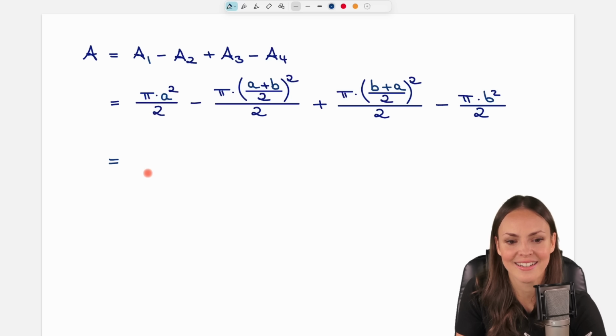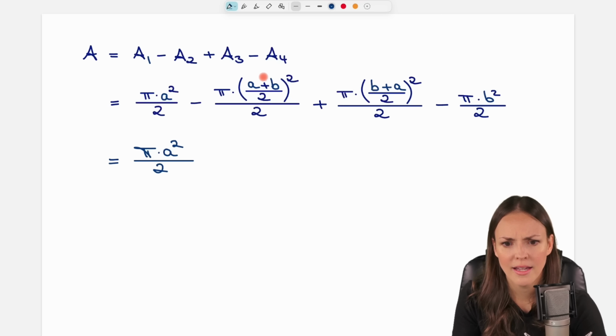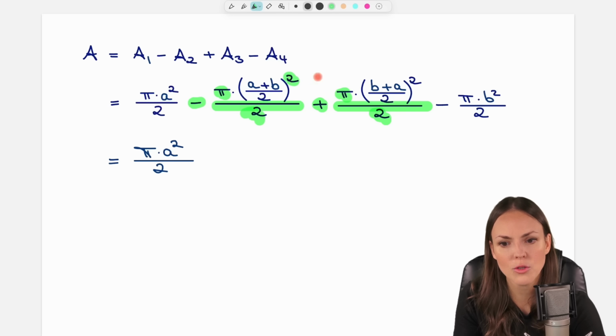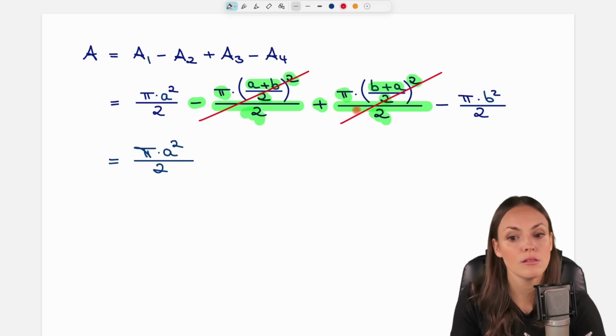If we take a look at these two, they look pretty similar. We have minus here and a plus here. We have this over 2 in both cases. We have the pi, we have the pi, we have the square, we have the square. Here inside we have A plus B, and here we have B plus A, which is the same. And then we divide it by 2 as well. These two expressions are the same. We have a minus here in front of it, a plus here in front of it, so these two expressions equal 0 in total, so we don't need them, which is great.